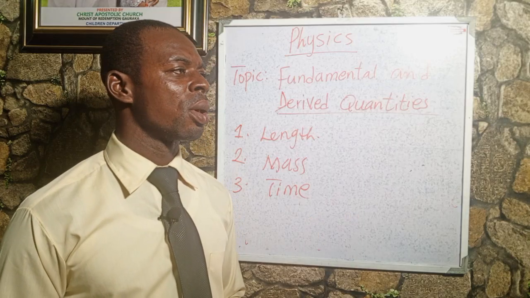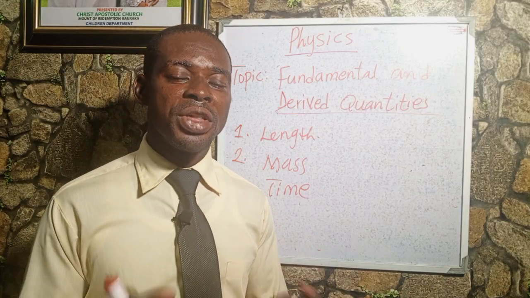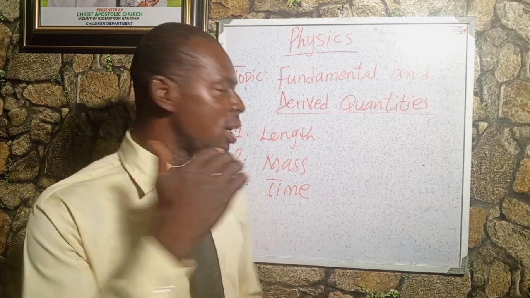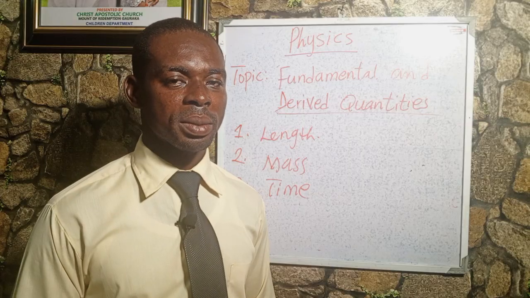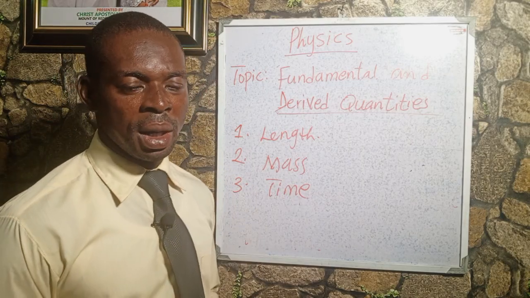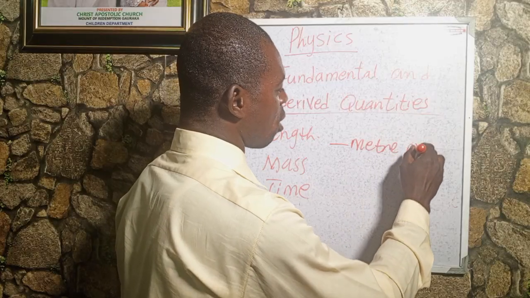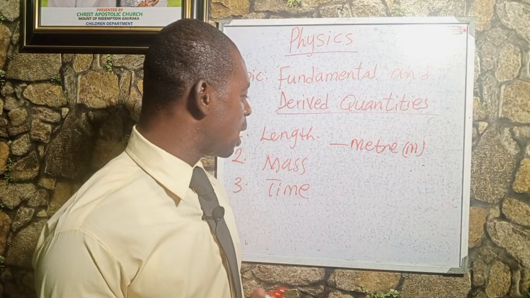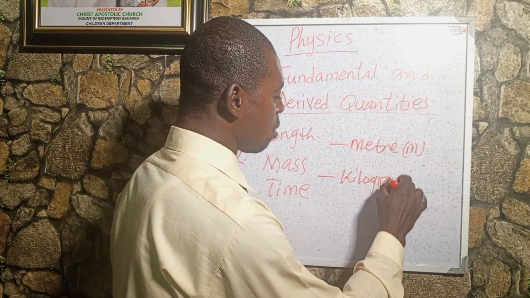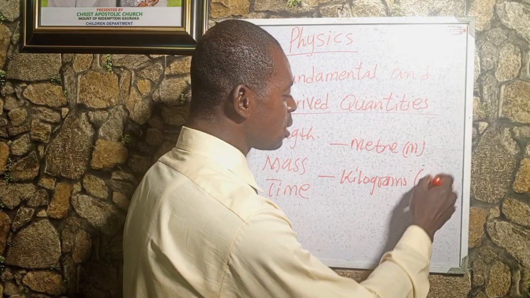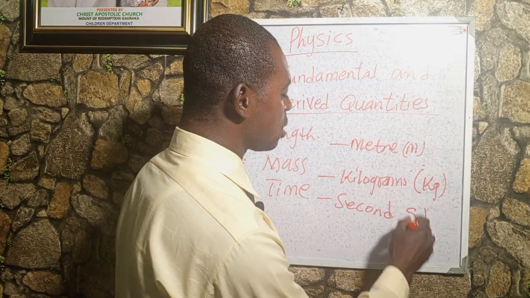Now, let's look at the fundamental units. What are fundamental units? The fundamental units are the units of these fundamental quantities. That is, these fundamental quantities have certain measurements, and these measurements are their units. For example, length. Length is also a distance, so it is measured in meters. That is the standard unit of length. Then mass. Mass is measured in kilograms, that is kg. And time is measured in seconds, which is s.